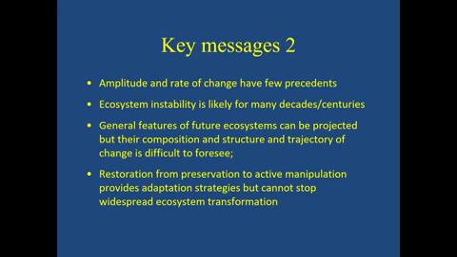The general features of future ecosystems can be projected. In other words, we can look at what they might be like in equilibrium conditions with future climates, but their composition and structure and the trajectory of change is difficult to foresee. And restoration, from preservation to active manipulation, provides both strategies for adaptation, but cannot stop widespread transformation. So our future ecosystems are going to be very different. We can do something about that, but we can't stop the fact that the ecological face of the world is changing.